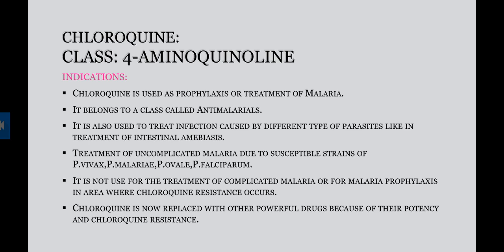It is used in the treatment of uncomplicated malaria due to susceptible strains of P. vivax, P. malariae, P. ovale and P. falciparum, which are the Plasmodium species of malaria. It is not used for the treatment of complicated malaria or for malaria prophylaxis in areas where chloroquine resistance has occurred. Chloroquine is now, however, replaced by other powerful drugs because of their potency and chloroquine resistance.